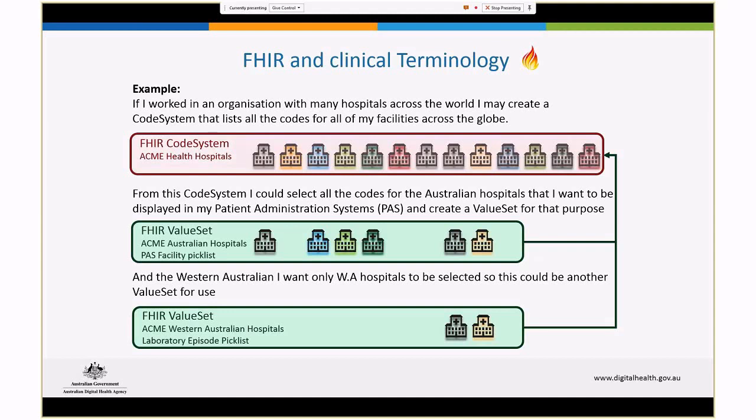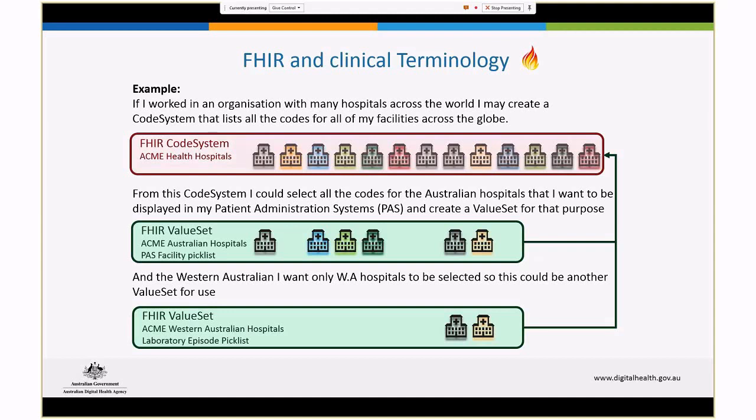When I hit a drop-down box in Australia, I don't really want to have to pick the hospital in Washington, USA. So we don't really use the code system in operation. We use a subset of the code system. And that's where value set comes in. It adds value to the user. So from the code system, I select all the codes for my Australian hospitals, for instance, that I want to display in my patient administration system, so in the PAS. And I create a value set for that purpose.